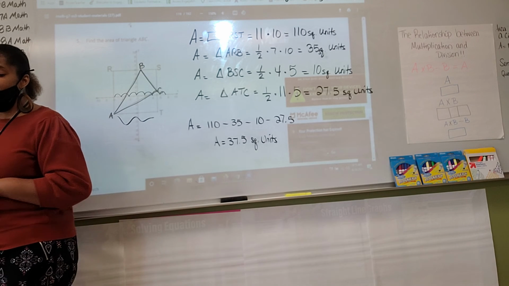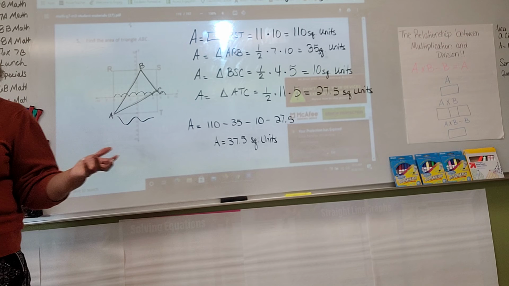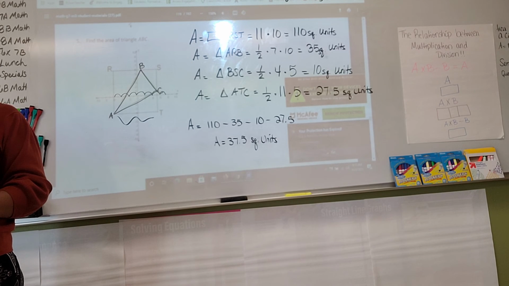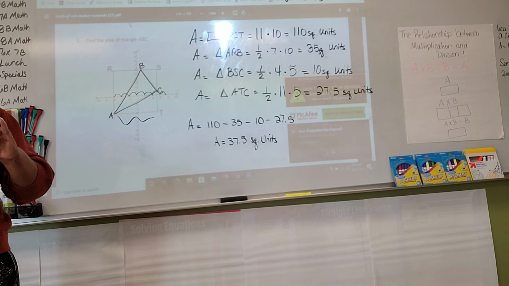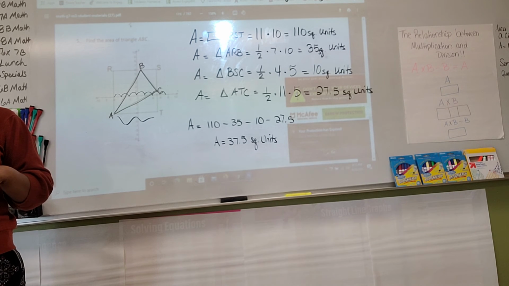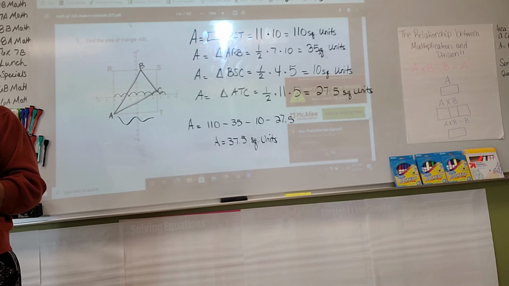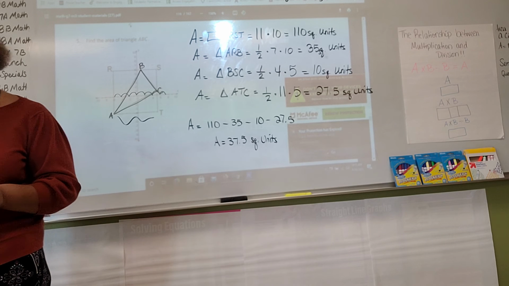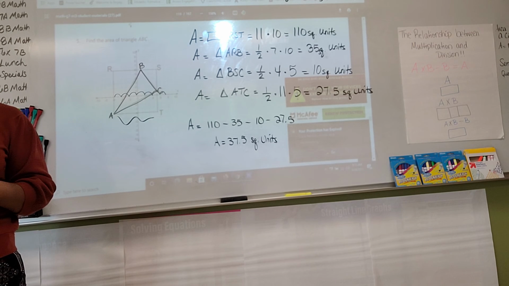Which method was easier for you finding the triangle? Which one was easier to do? The first one when we just split. I feel like the first one was the easiest. Yeah, exercise 1. And then it goes to number 3. Number 3 is easy.